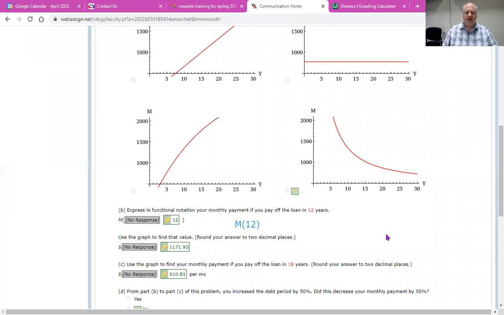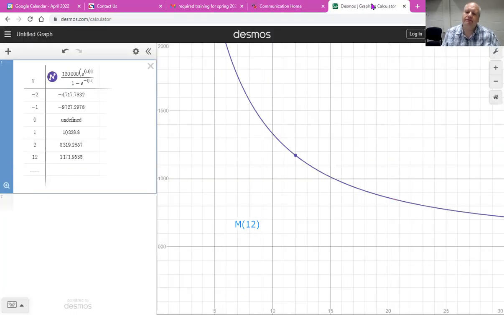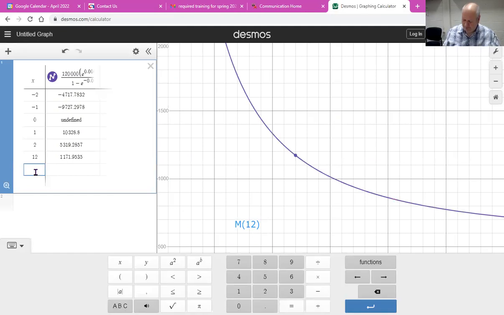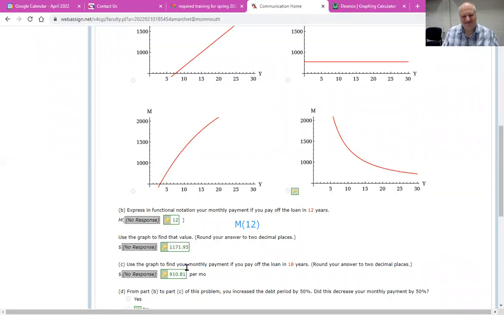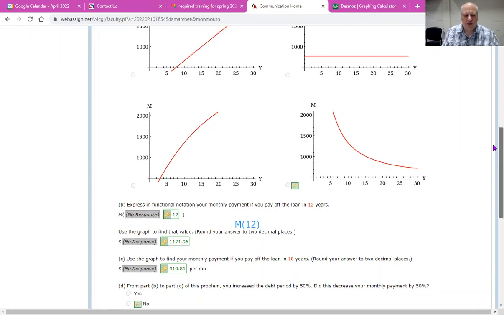So what? Use the graph to find your monthly payment if you pay off the loan in 18 years. Now, this is, after all, just the same question again, except in this quick question, we're going to use the number 18 instead. So let's put 18 in there. There it is. And then is there one more question down here?